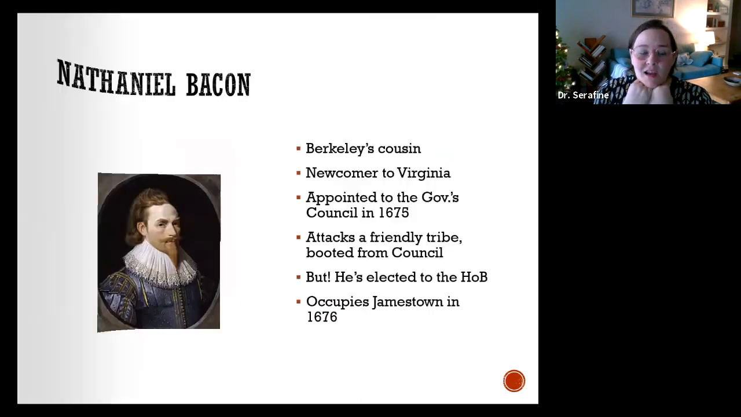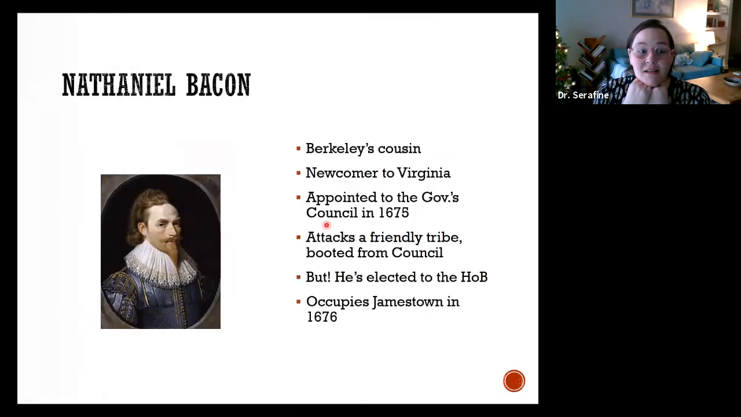Into this mix comes Berkeley's cousin, Nathaniel Bacon. Bacon is one of those second sons in England. He's raised wealthy, educated at Oxbridge, but there's no land for him. His older brother is going to get everything, and he's just lost a lawsuit trying to get a piece of land in England. So in 1675, he shows up in Virginia. He trusts that his cousin is going to take care of him. And Governor Berkeley does immediately put him on the Governor's Council.